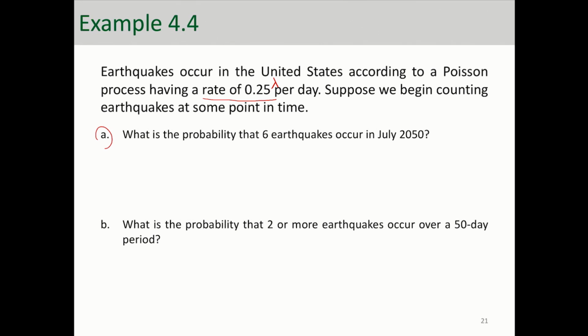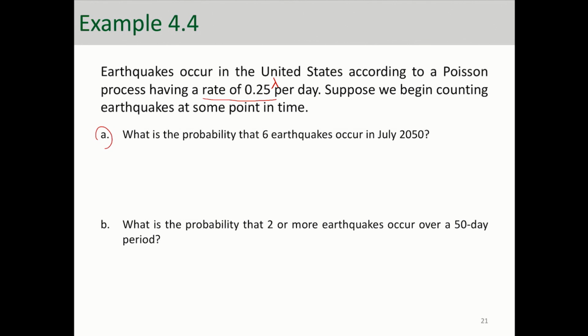So the most important point to answering these problems is to differentiate between exponential random variable and Poisson random variable. Poisson is referring to the number of arrivals. Exponential is referring to the time between arrivals, or inter-arrival time. So we're going to have to distinguish those two in these problems.